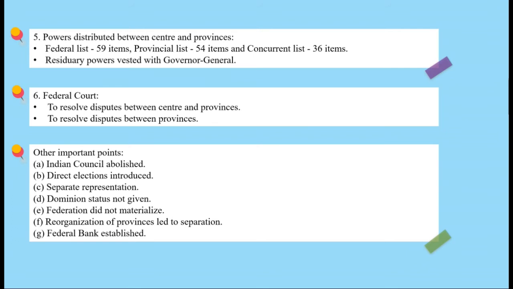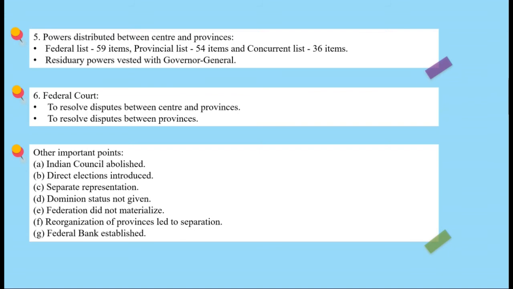F. The residuary power was not vested in either the central or the provincial legislature. The Governor General had the power to authorize either of the legislatures to enact a law.